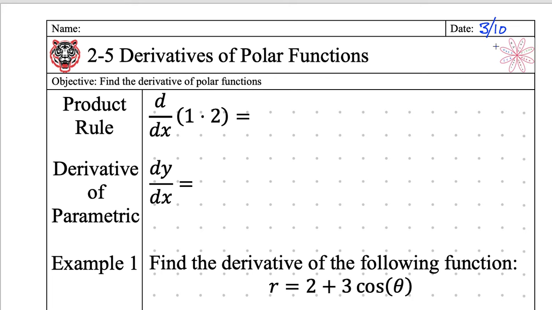All right, so there's a lot of things that we're doing. The objective is pretty straightforward. It is to find the derivative of polar functions. There it is. It's almost exactly what the title is, so it's not that impressive.